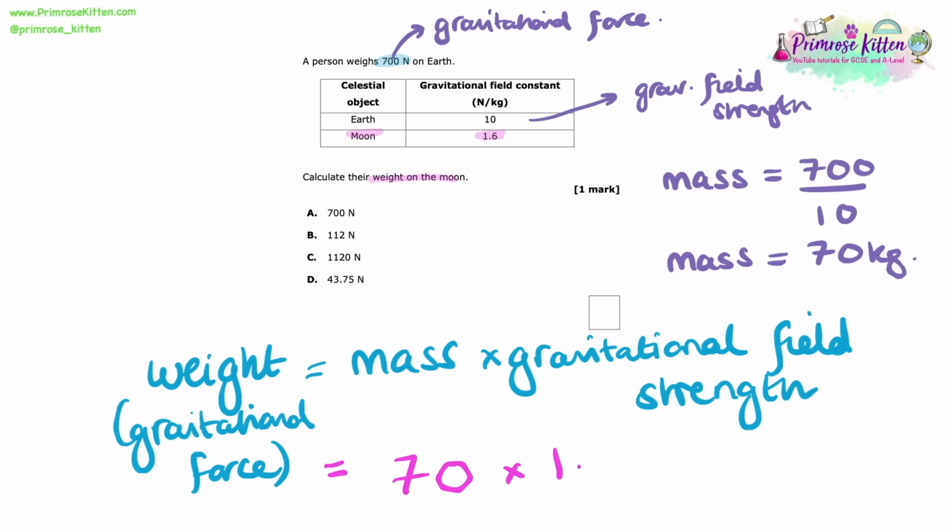The mass is 70 because again, that's the same whether we're on the Moon, the Earth, anywhere. And we times it by 1.6. And that gives us 112 newtons for the weight of this person, which is option B. So that is all we need to write to get our answer.